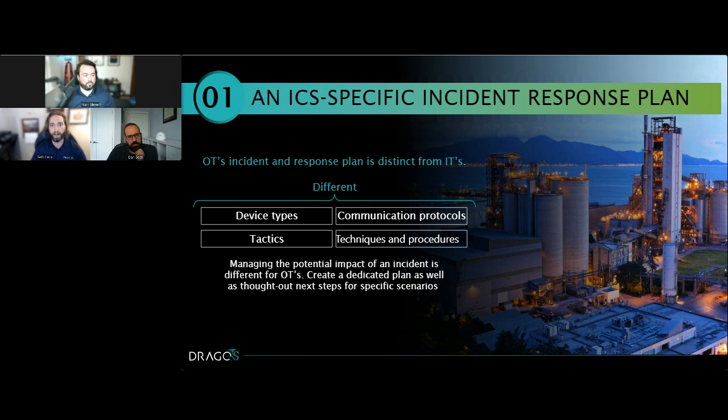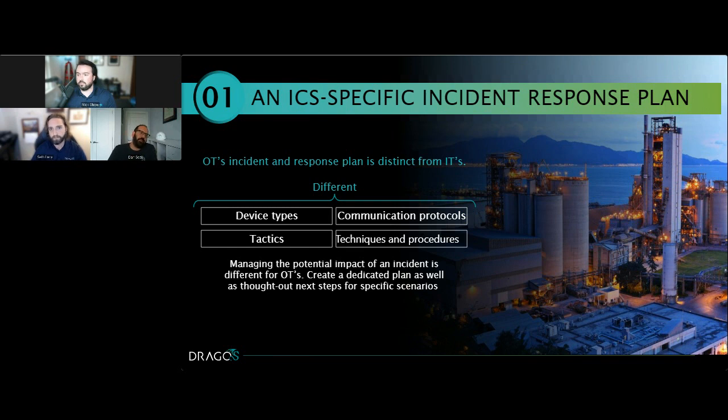And so on that same note, tabletop exercises, right? They're incredibly important so that the first time the plan's activated isn't the first time people are thinking about how to execute it smoothly, right? So this is especially critical when you're talking about these interconnects between the different teams and different levels of leadership. And so I think those things in summation illustrate just why it is so critical to have a separate ICS-specific incident response plan outside of your incident response approach for IT networks.